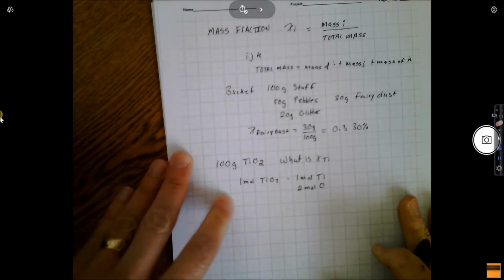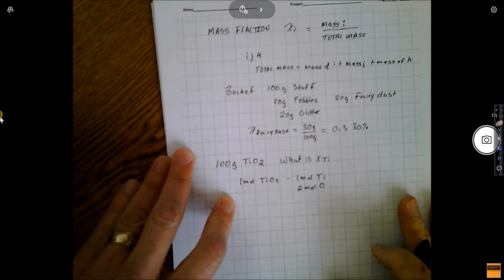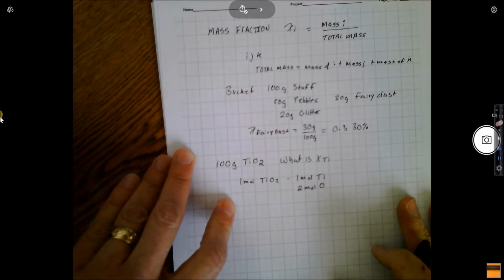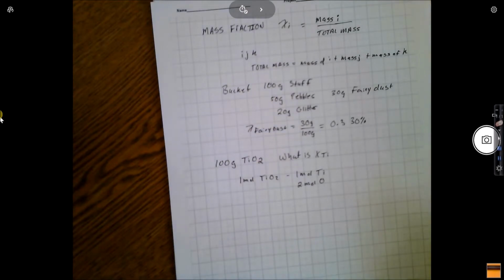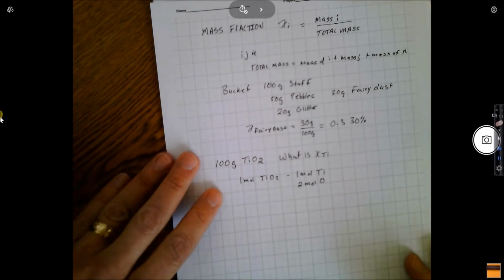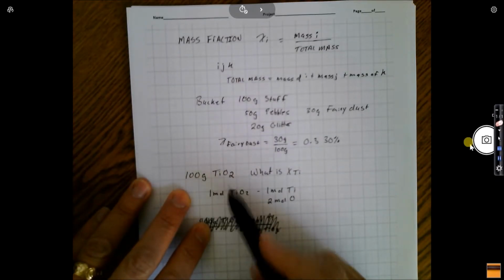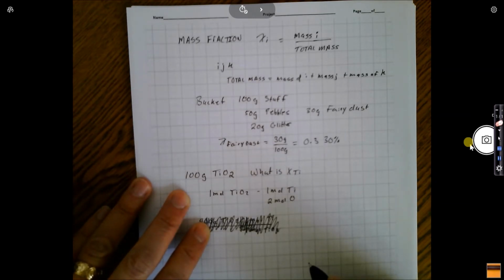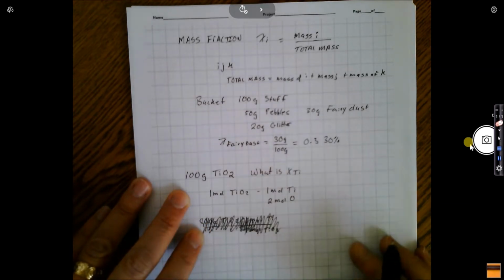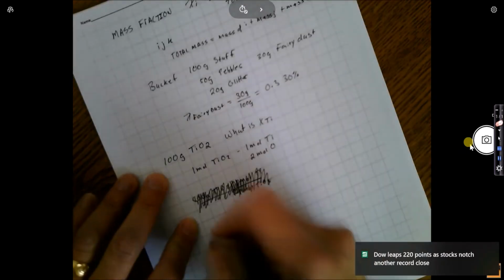We want to know what the mass fraction of titanium is. We already know the mole ratio: there's a 1 to 2 ratio, so there's a total of 3 moles. The mole fraction of titanium is 1 divided by 3. Maybe I will do another example of that. Any other questions? So we have 100 grams of titanium dioxide, and we want to know the mass fraction of titanium in it. Again, to do this we're going to have to use a little bit of chemistry. So we're going to start off.